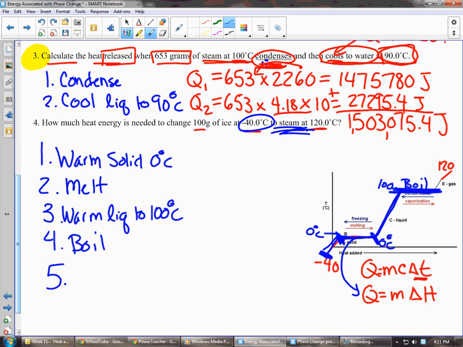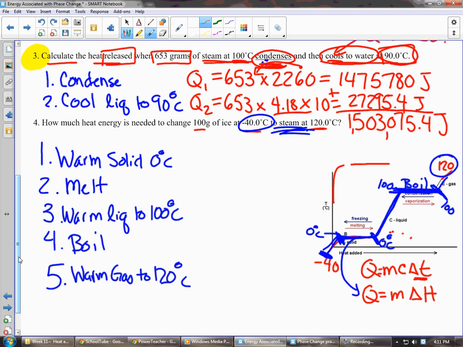And then number 5, I don't want to just be a gas at 100. I would like to be a gas at 120. So I'm going to warm the gas to 120 degrees, which is my final temperature. Okay, just a side note, you will not have this graph on the quiz, but feel free to draw it if you would like.